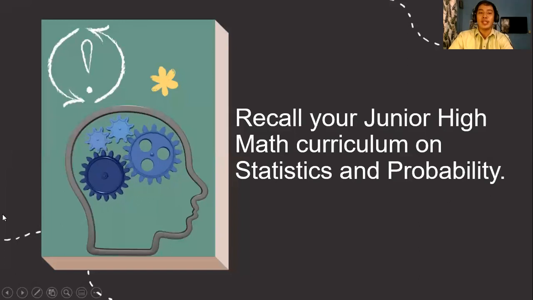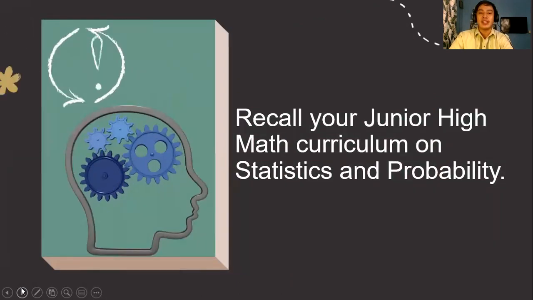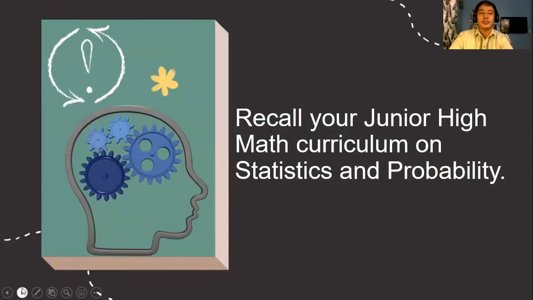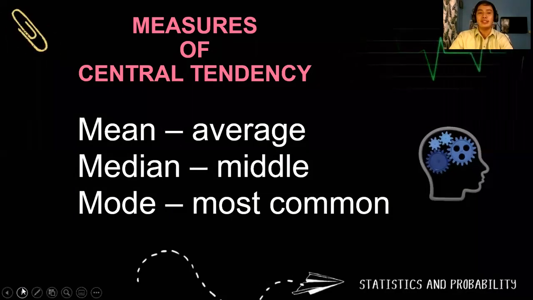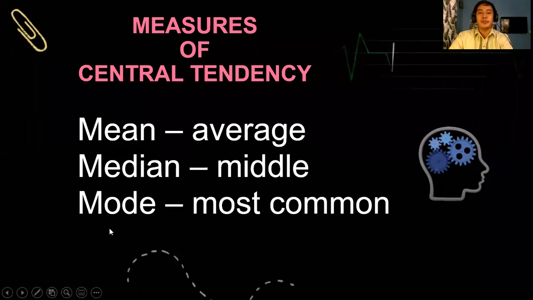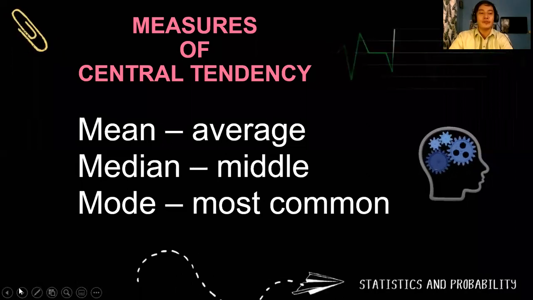So I hope you were able to recall the definition of a mean, a variance, and a standard deviation. Do you remember this one? The measures of central tendency. During our grade 7, we have learned that the mean is the average value. The median is the middle value, while the mode is the most common or the most frequent value.